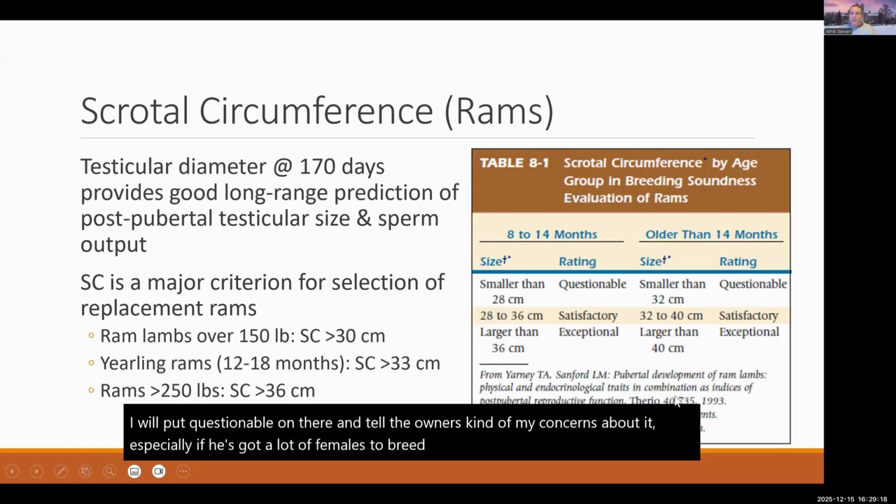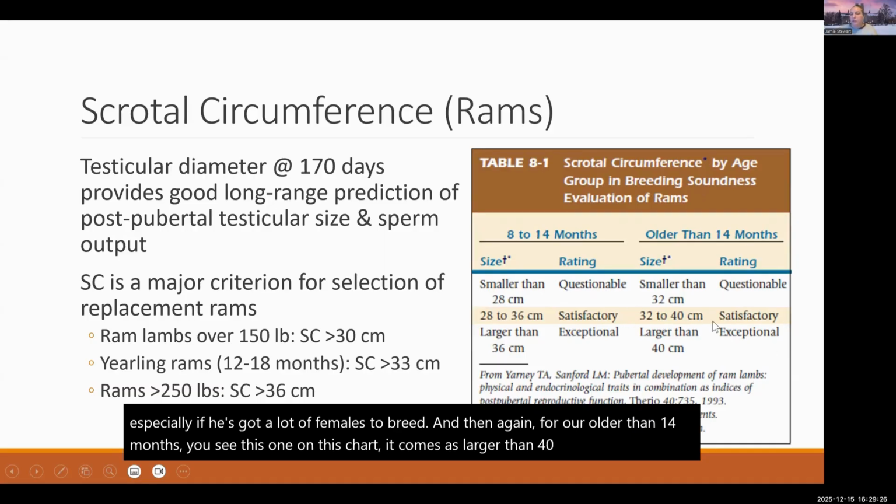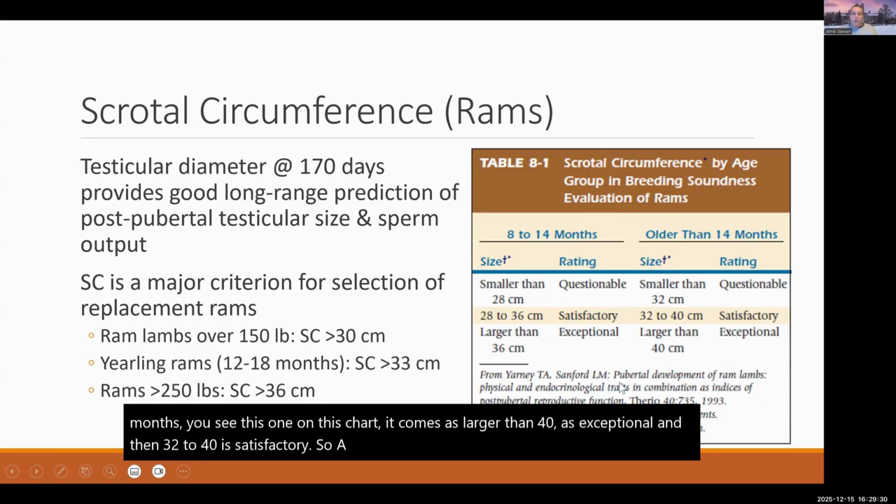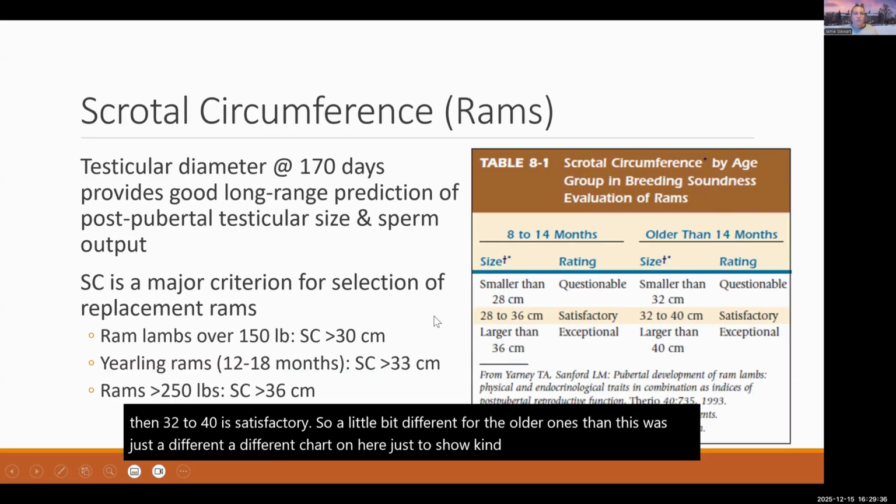And then for older than 14 months, you see on this chart, larger than 40 is exceptional, and then 32 to 40 is satisfactory. So a little bit different for the older ones. This was just a different chart to show a comparison.